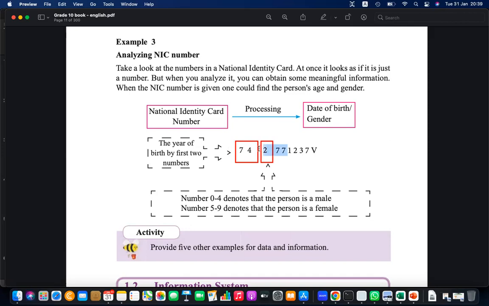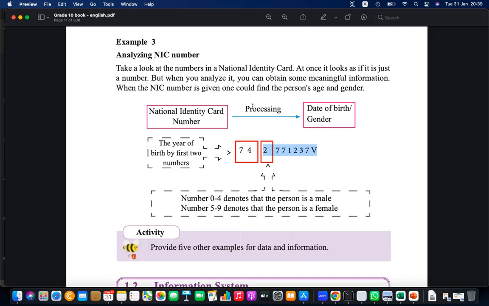277th day of the year. And if it is below 5, like 0 to 4, it is about a male. And if it is 5 to 9, it is about a female. Right? Because if it is more than 500, it is about female. If it is less than 500, it's about male. The gender you can extract. The birth year, birthday you can extract. That is through your identity card.